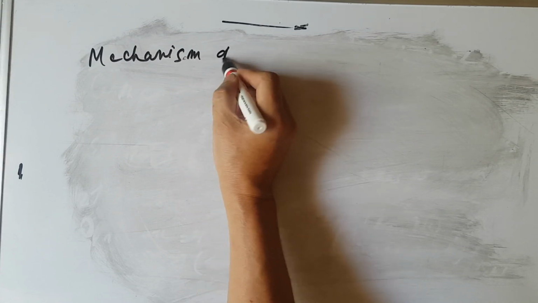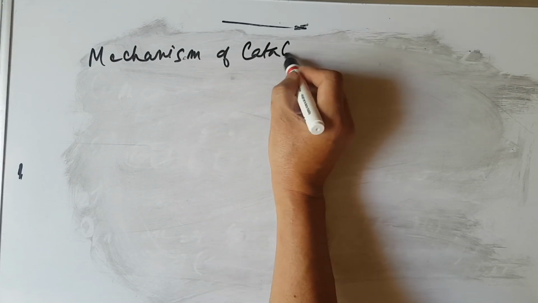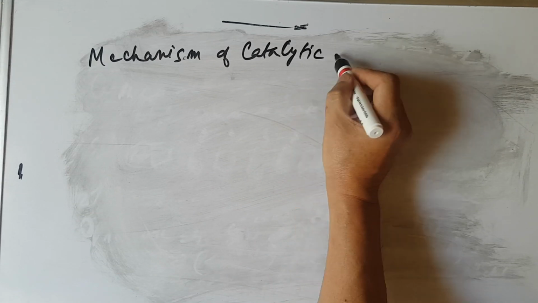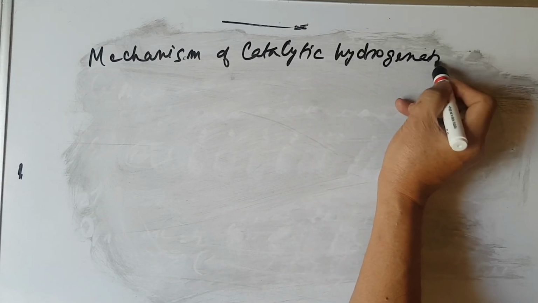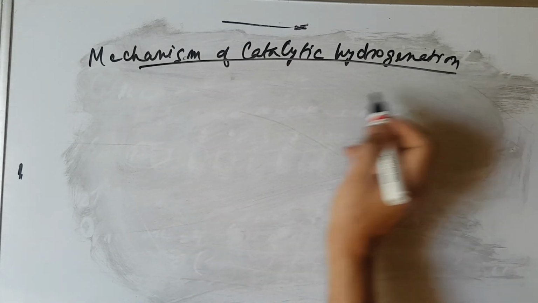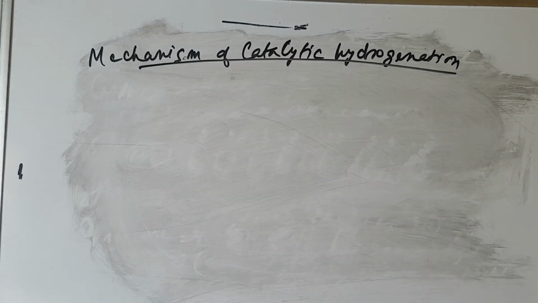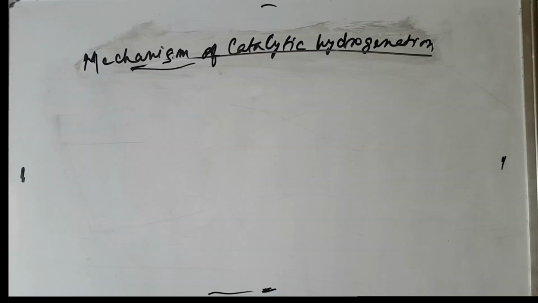Mechanism of catalytic hydrogenation. So here, this catalytic hydrogenation can take place in 3 steps. So for the mechanism of catalytic hydrogenations, let's take the example of olefinic hydrogenation.